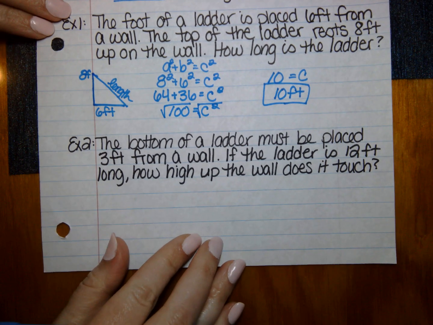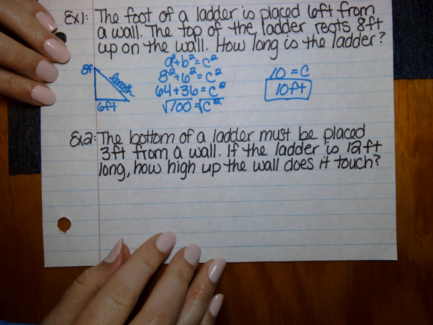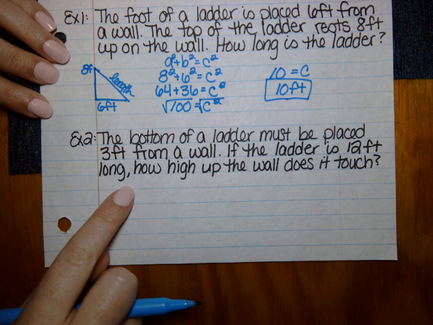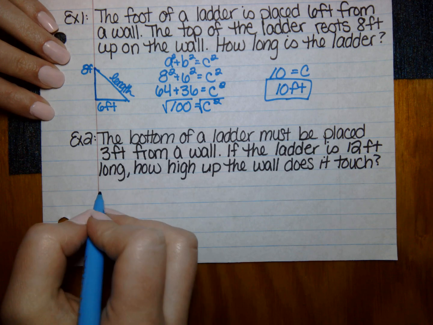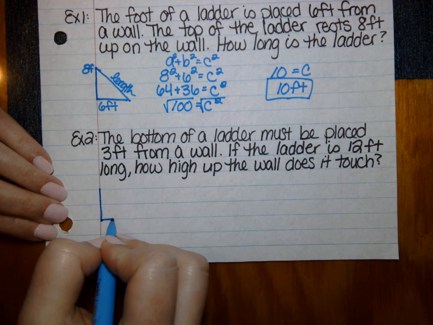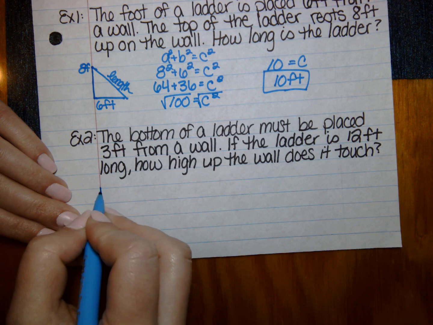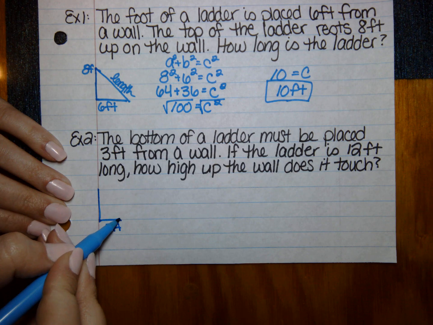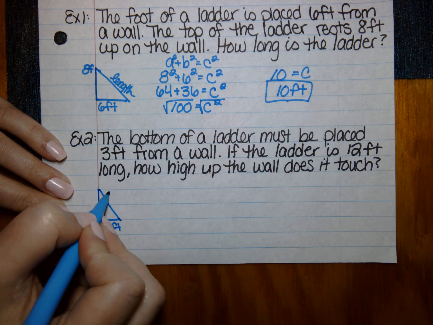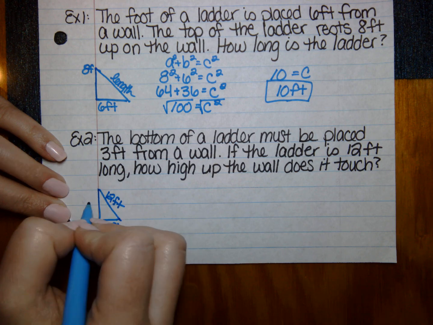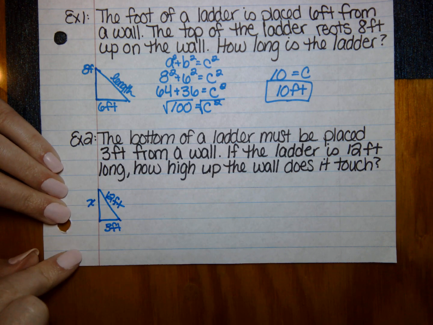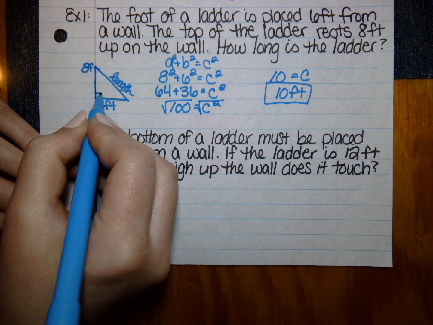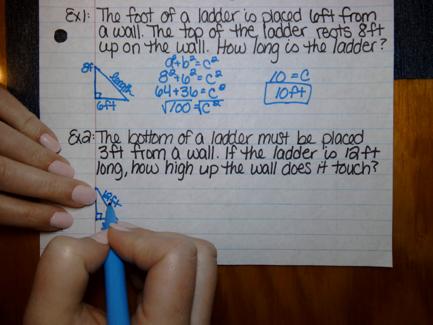For example 2, it says it's similar to the one above. The bottom of a ladder must be placed 3 feet from a wall. If the ladder is 12 feet long, how high up the wall does it touch? So it's set up a little bit differently. I know that my distance from the wall, if this is my wall, is 3 feet. I know that the length of my ladder is going to be 12 feet, but I don't know how high up that wall it's going to touch.